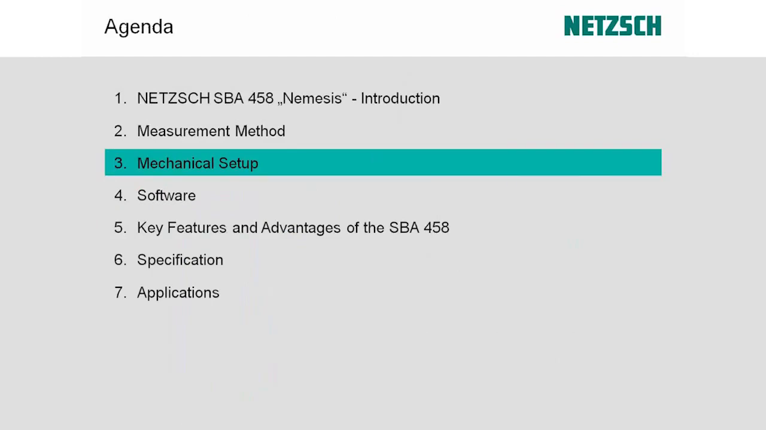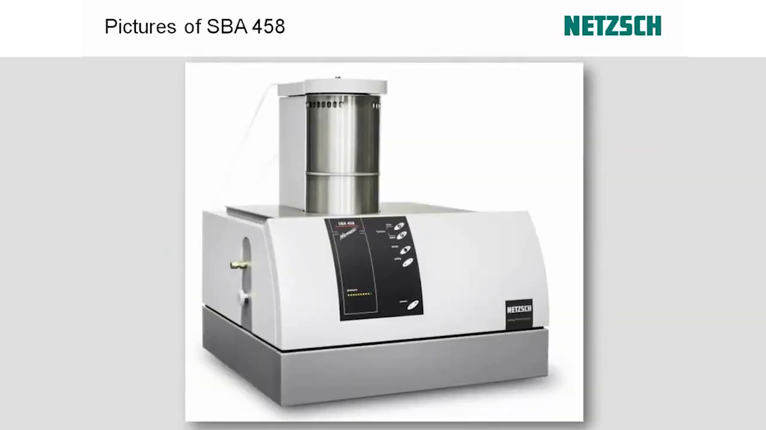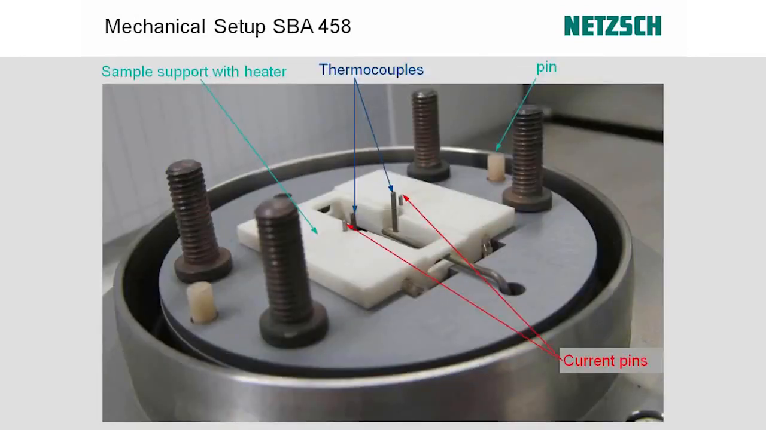Okay, so we'll look now at the mechanical setup. This is again a picture of the SBA 458, and this is the mechanical setup. When we open the furnace, this is what we'll see to mount our sample. Some of the features here: you can see the thermocouples and the current pins. These are mounted on springs which are extended down into the cold region of the instrument. So they fix the position. This allows for a fixed position of the thermocouples and the current pins on the sample, so that distance remains constant during the test, and it's known, and we don't need to actually measure it for each measurement that we perform.